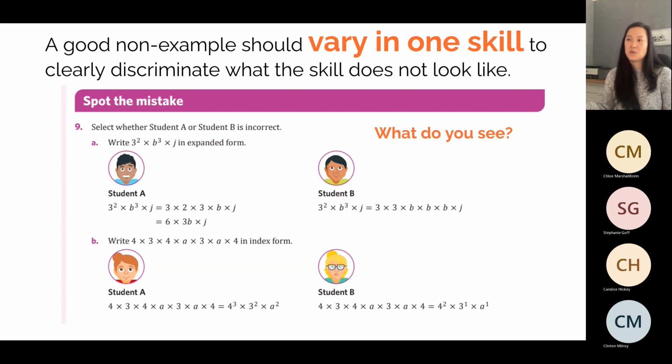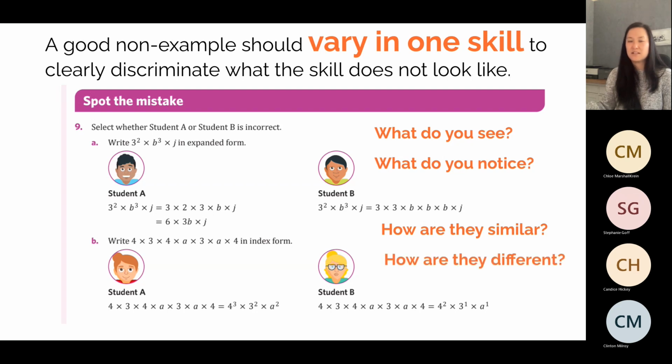So you would ask them, what do you see? What do you notice? How are they similar? What would they do that's correct? How are they different? So what is the mistake? And then again, getting them to articulate the why.